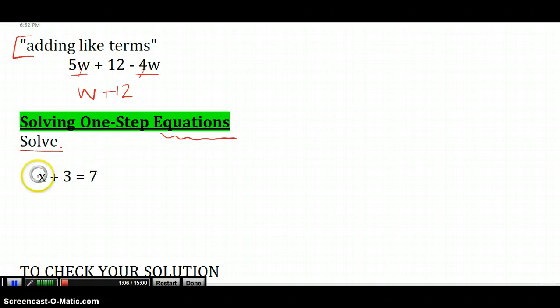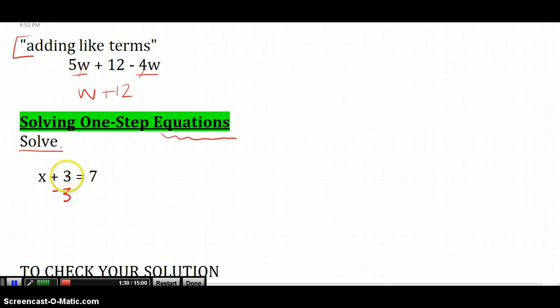So find where your variable is. Ours is right here, and your goal is to get it all by itself. So we need to get rid of this 3. How we do that is, to move it to the other side of this equation, we have to do the opposite operation of what's happening. Here we have a plus 3. So we're using addition. The opposite of addition would be to subtract.